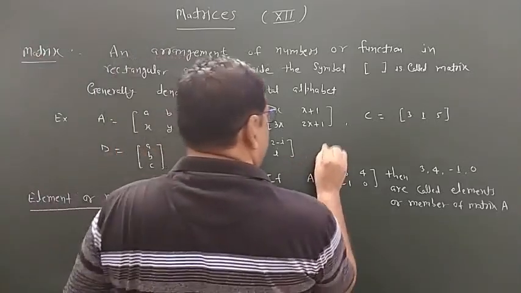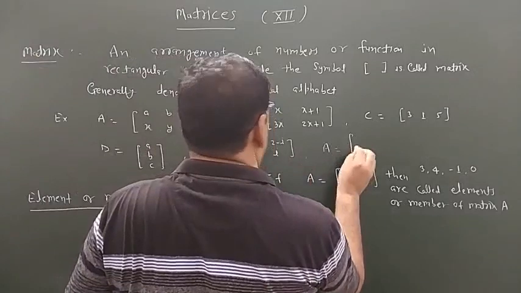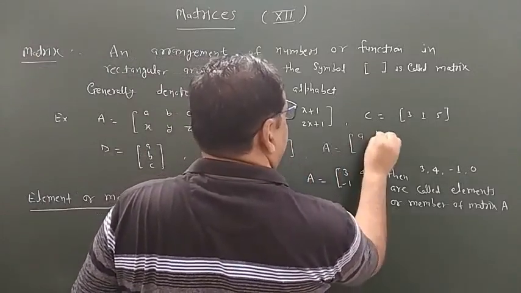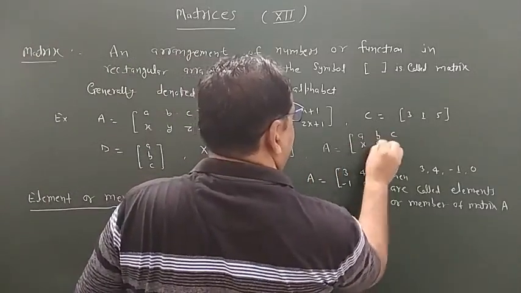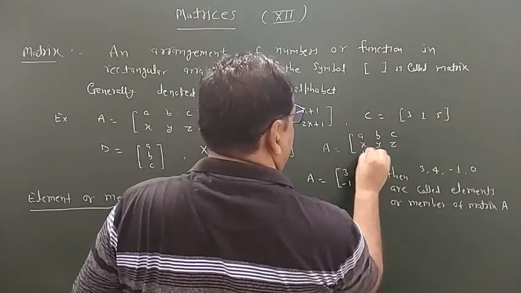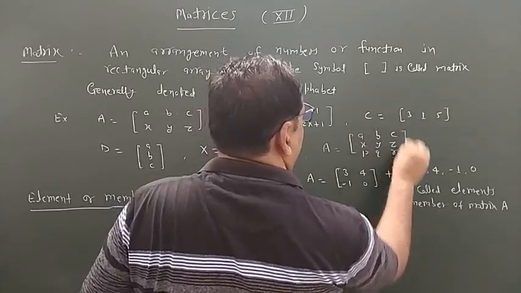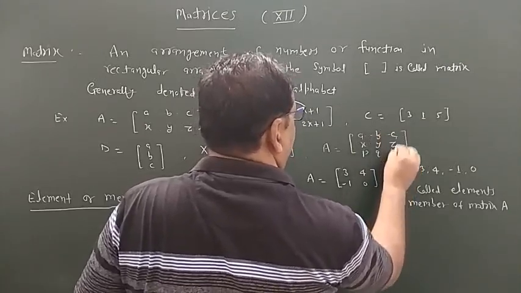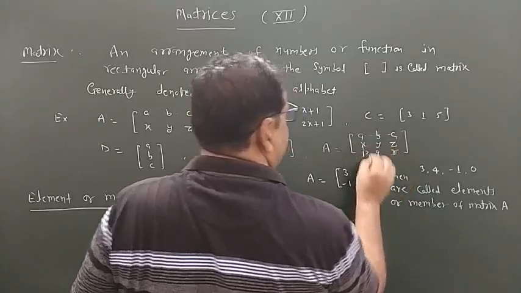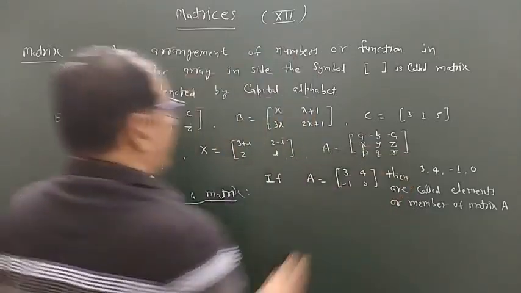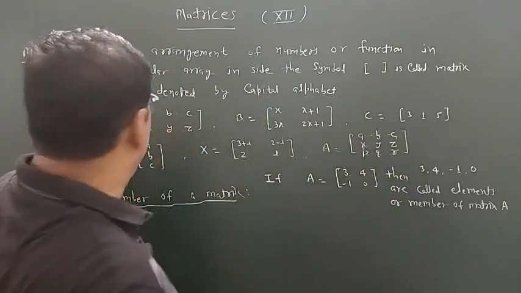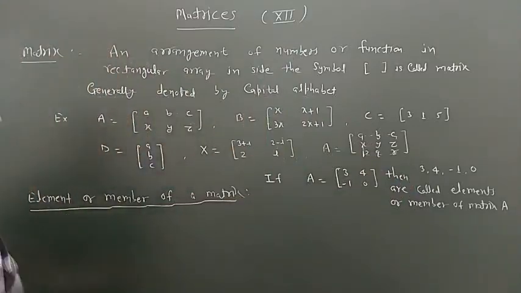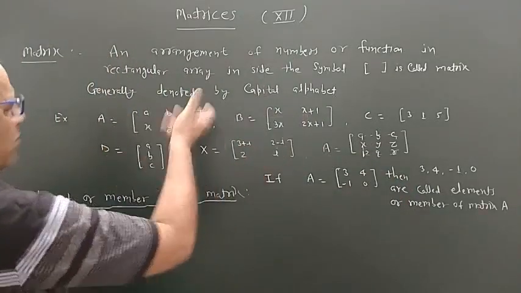I am taking one more example. A equal to the matrix A, B, C, X, Y, Z, P, Q, R. Also here, all the elements are in a rectangular array. So these are some examples of matrices.